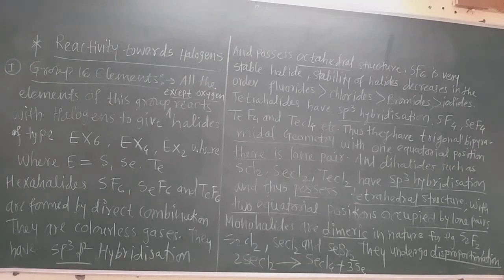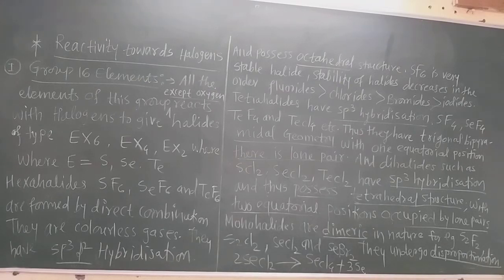They have sp3d2 hybridization. That means two d orbitals, three p orbitals and one s orbital of the central atom, that is sulfur or selenium or tellurium, take part in the hybridization and they give these six sp3d2 hybrid orbitals. Now this d orbital is the outer orbital, not the inner orbital, and so they possess the octahedral structure.